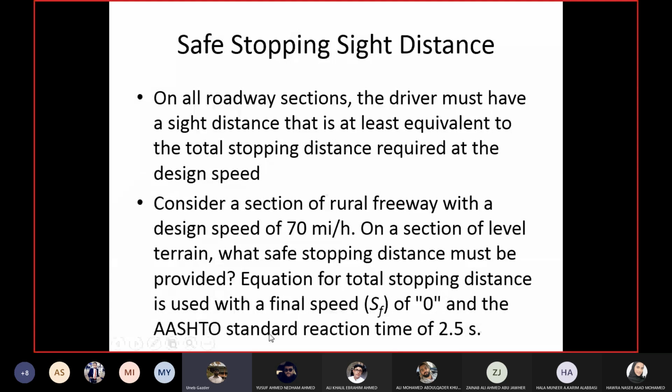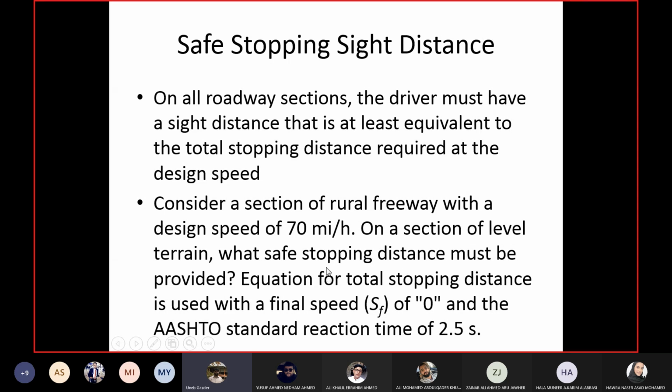So for example, you are designing a rural freeway at a design speed of 70 miles per hour, and there's a level section of the freeway. Level terrain meaning no gradient. So what should be the safe stopping distance on this freeway?